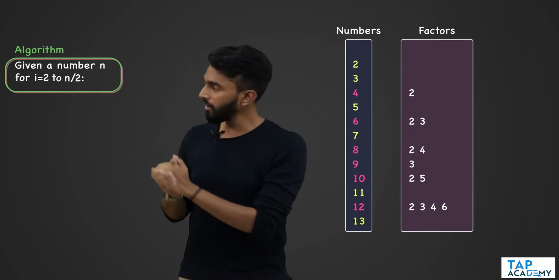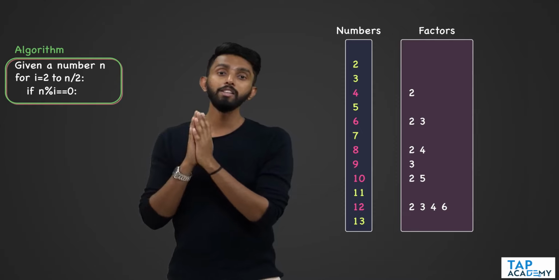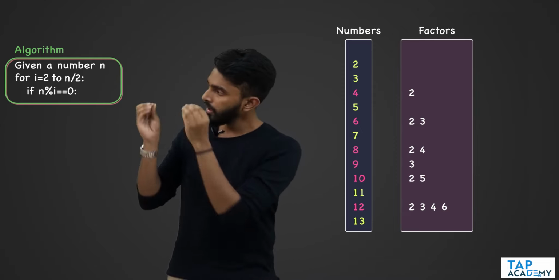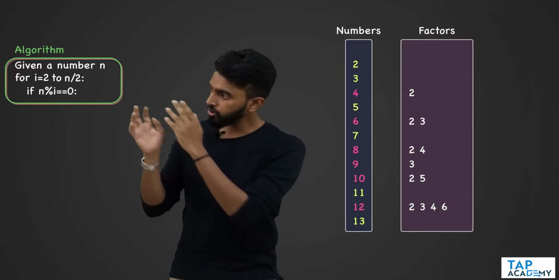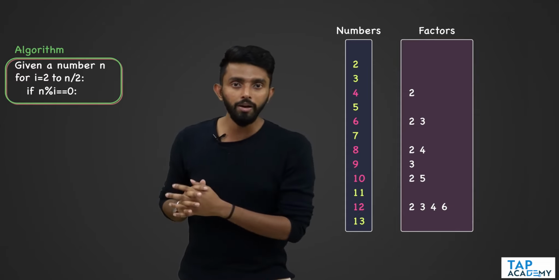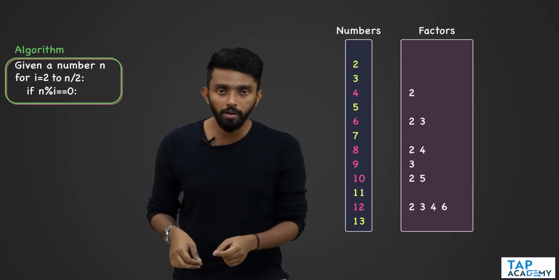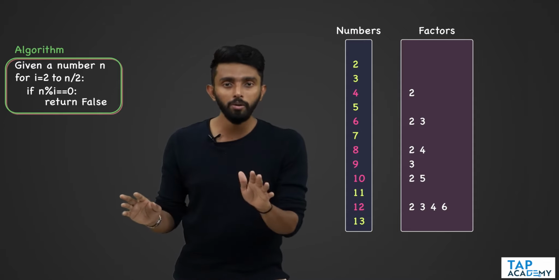Which means I'm coming here and I will just check if this number has a factor or not, or is the i value a factor or not. So what will I do? I'll take the n value, divide it by the i value, and check if the remainder is equal to 0. If the remainder is equal to 0, 100% it is a non-prime number, and hence I will return false, meaning it is not a prime.